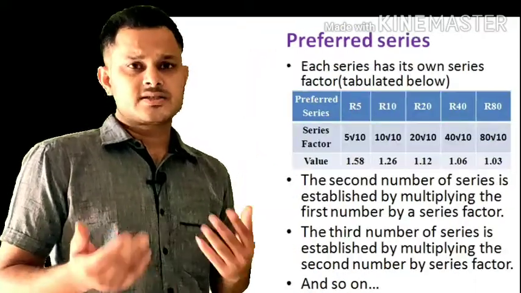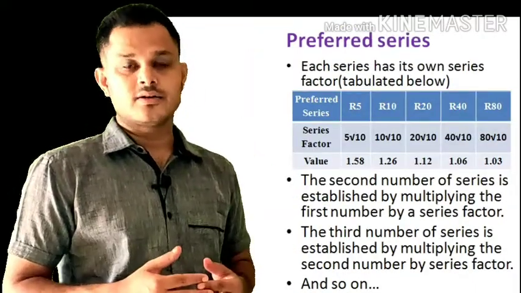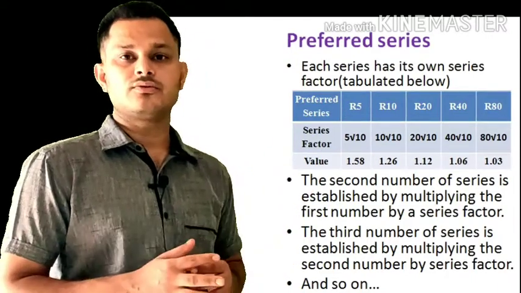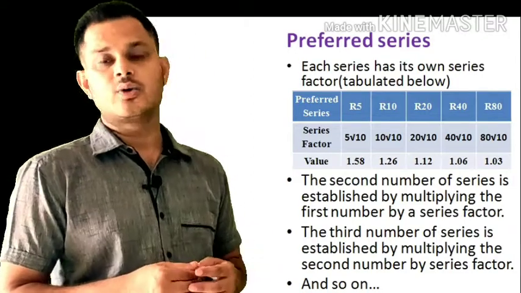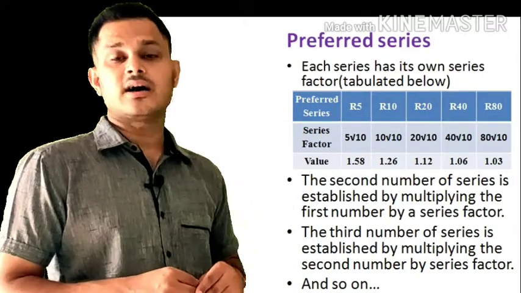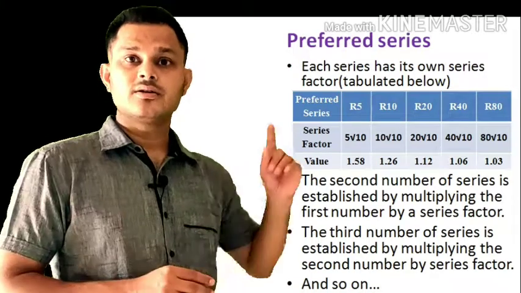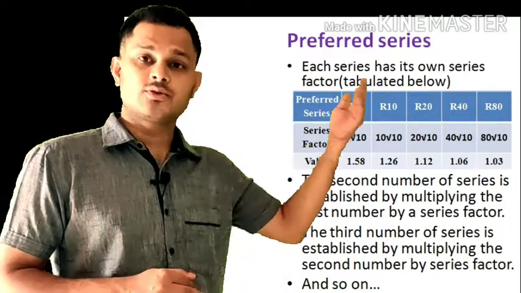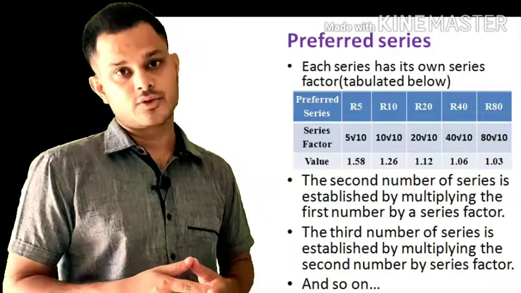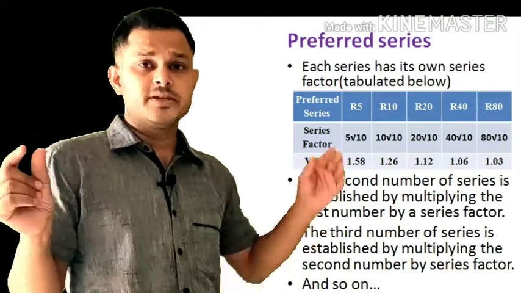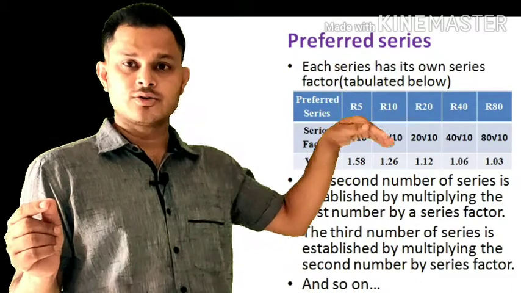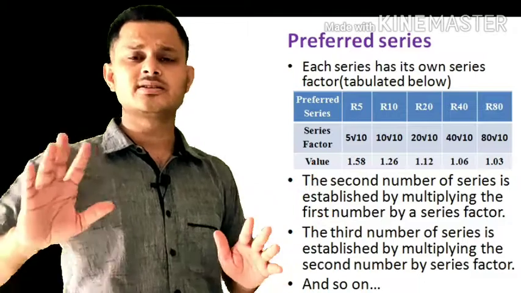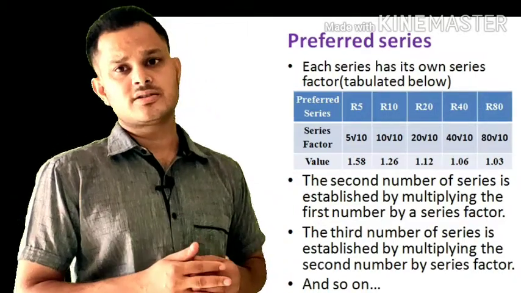Now, each series has its own series factor as tabulated in the table below. You will see that there are series R5, R10, R20 and R40. Series factors are the 5th root of 10 for R5, the 10th root of 10 for R10, the 20th root of 10, the 40th root of 10 and the 80th root of 10. So R5 means 5th root of 10, R10 means 10th root of 10 and similarly R80 means 80th root of 10. It is very easy to understand and these are in geometric progressions.